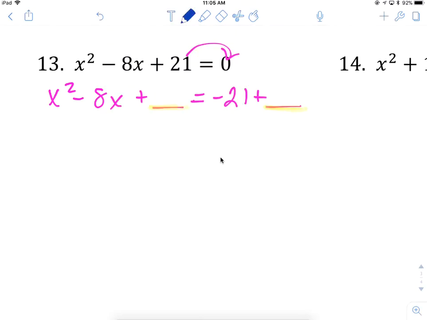If we set up the square, we can go ahead and fill it in. Half of that negative 8 would make a negative 4. Filling in the blanks, I'm going to take negative 4 and square it. That makes 16. Then I can combine negative 21 plus 16, which makes a negative 5.